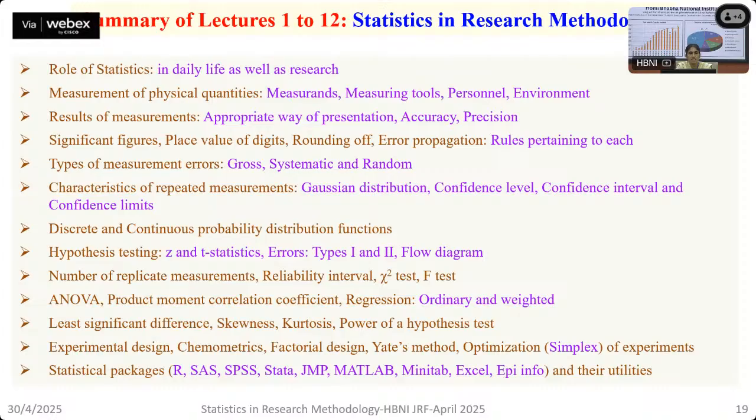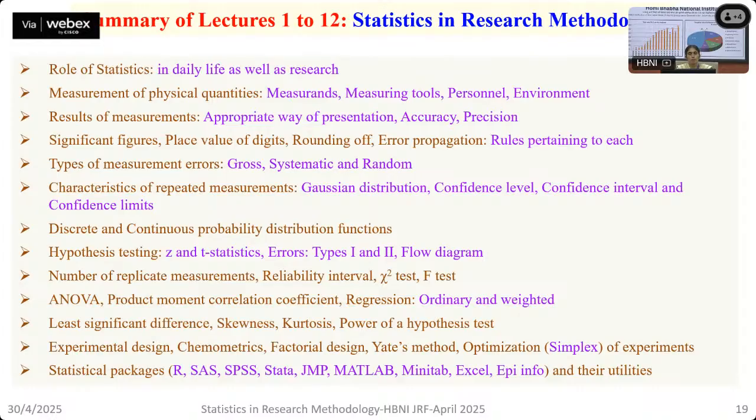Then we had seen the various physical quantities, discrete and continuous variables, their measurements, the quantity being measured, which is called a measurement, the factors affecting these measurements, measuring tools, the personnel involved, and the environment in which we do the measurement. Then we had seen how effectively one can represent the results of the measurement so that the third person can appreciate and make use of it for their own purpose.